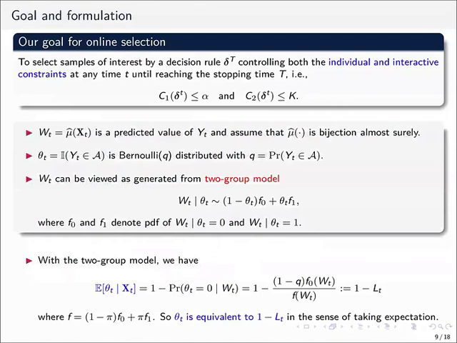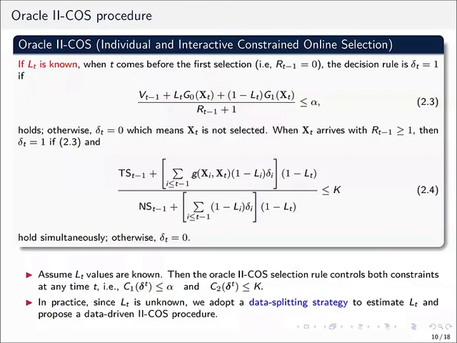And the core idea is to leverage the predictive inference and use the 2-group model. With the 2-group model, we have the expectation of theta t conditional on xt equals to 1 minus lt, where lt is the local false discovery rate. So theta t is equivalent to 1 minus lt in the sense of taking expectation. Therefore, if lt is known, it's easy to obtain our decision rules.